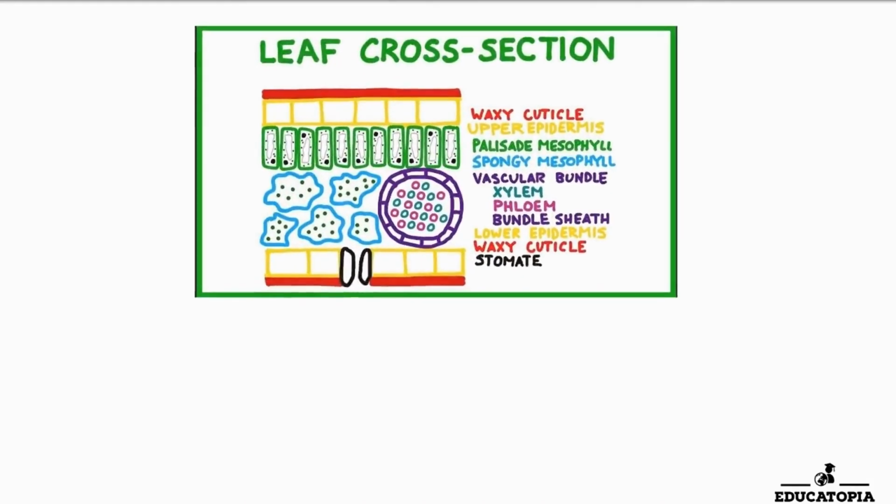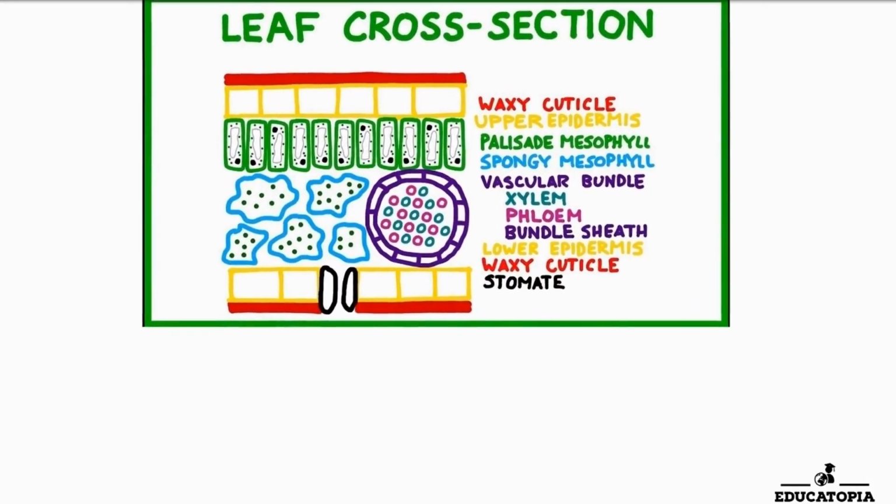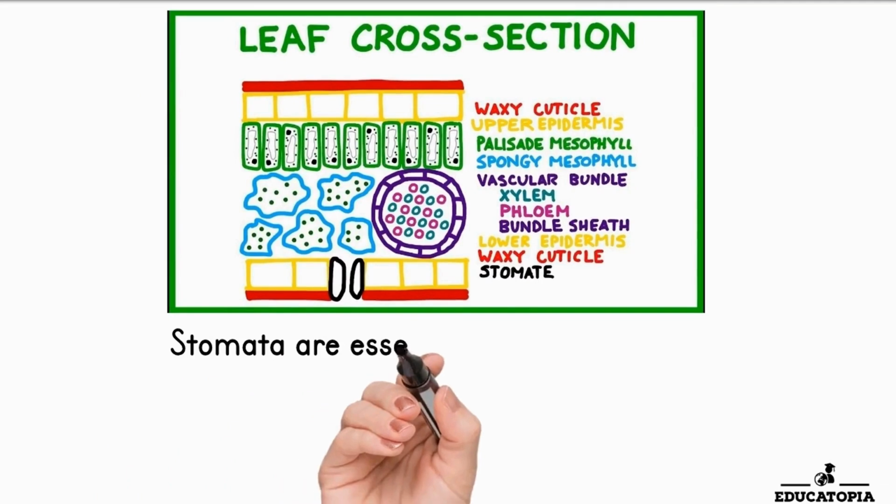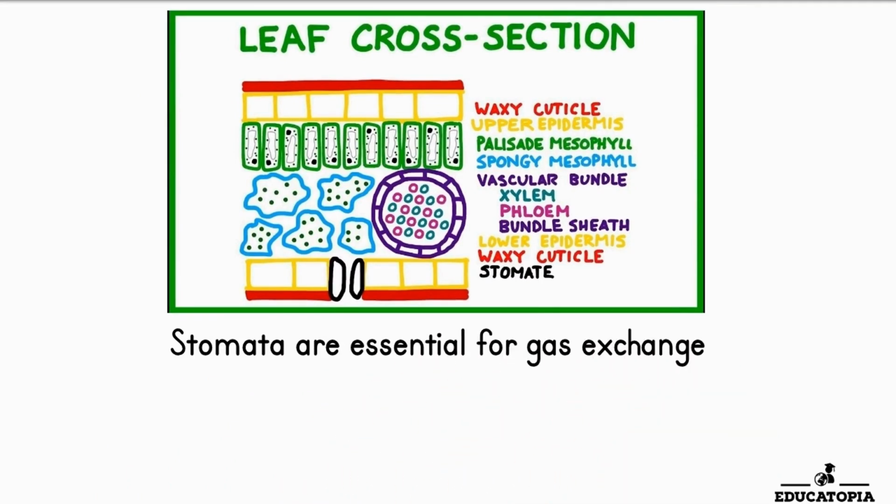These stomata are essential for gas exchange. They allow carbon dioxide to enter the leaf for photosynthesis while releasing oxygen and water vapor. This process occurs through tiny pores which can open and close depending on the plant's need.